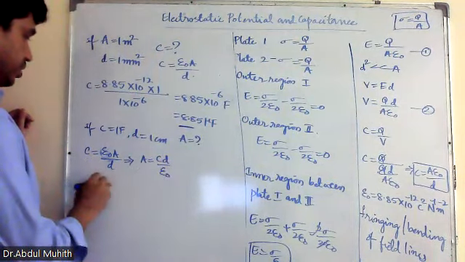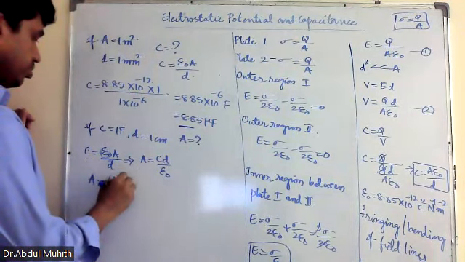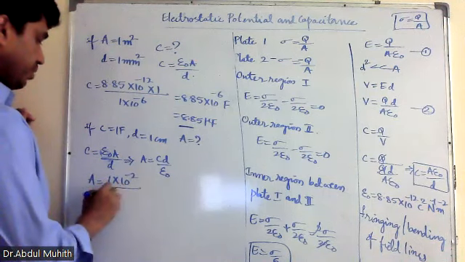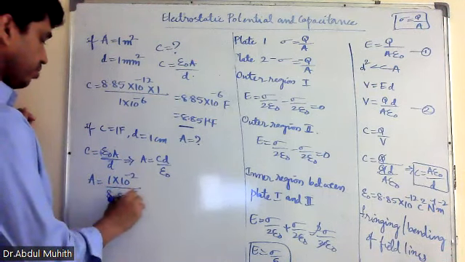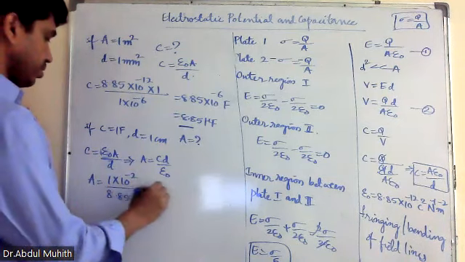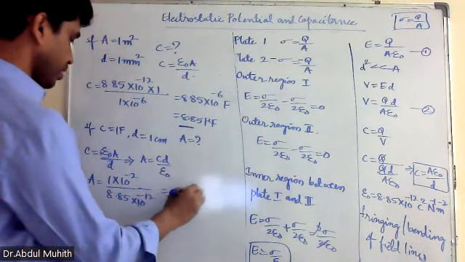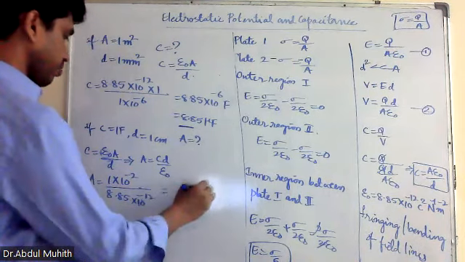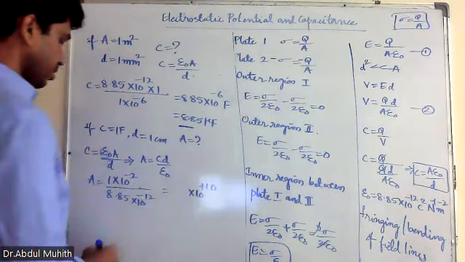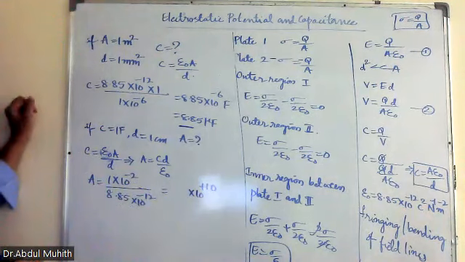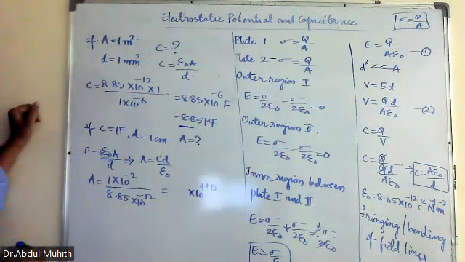So A is equal to C, which is 1 farad, into the distance, 10 to the power of minus 2, divided by 8.85 into 10 to the power of minus 12. So that will become 10 to the power of plus 10, and 1 by 8.85, that is 1 by epsilon naught.